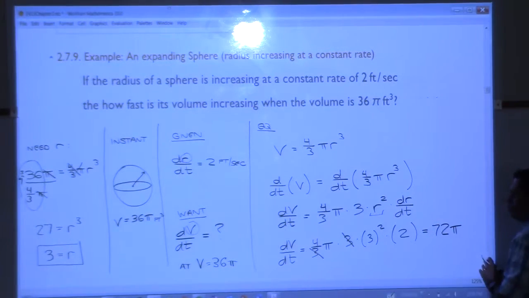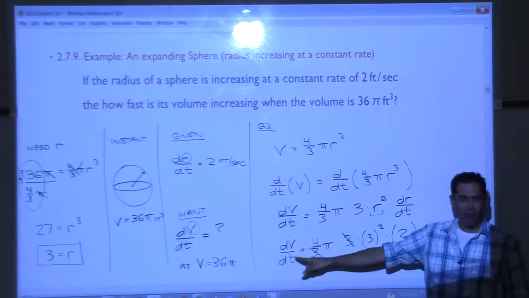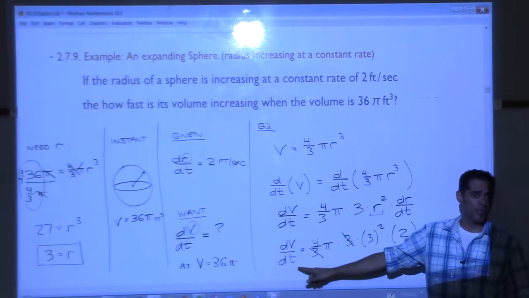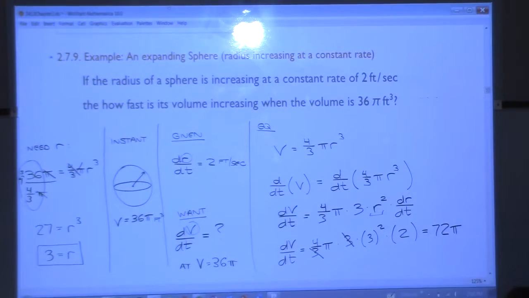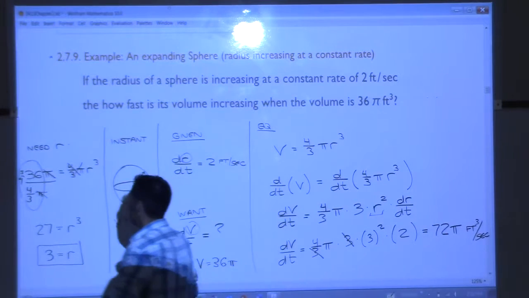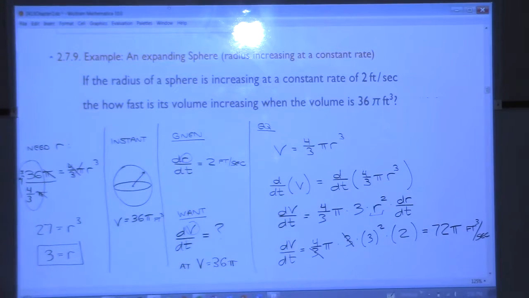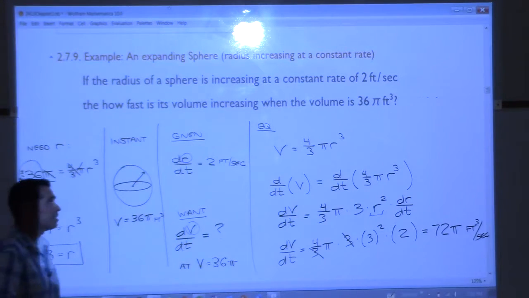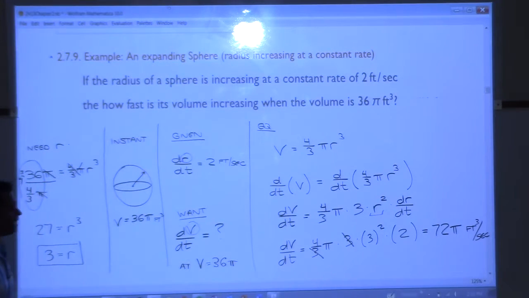72 pi what? Volume over time. Volume is measured in cubic units. So what were we measuring here? Feet? So cubic feet per second. So if you have a sphere where its radius is growing at a constant rate of 2 feet per second, then the moment that the volume is 36 pi cubic feet, at that exact moment, the volume is increasing at 72 pi cubic feet per second.